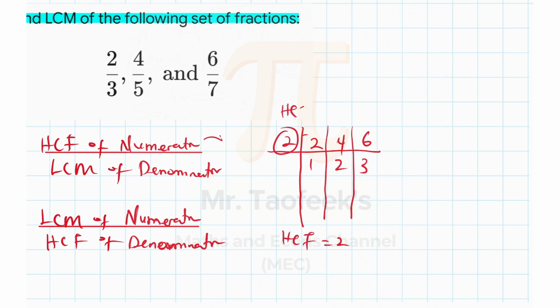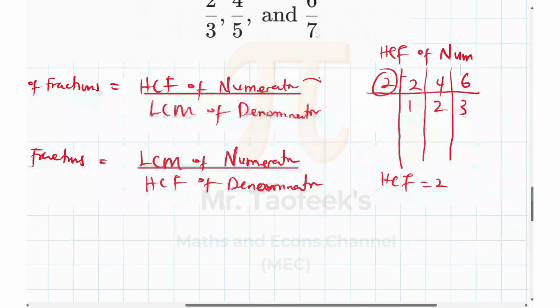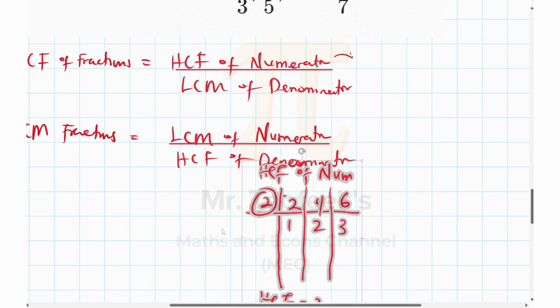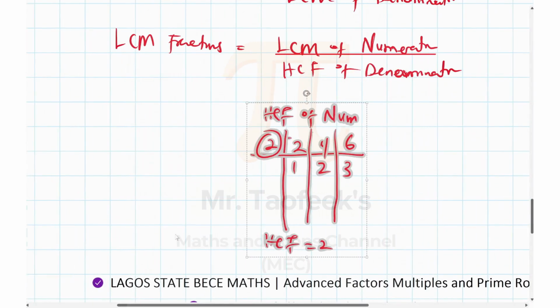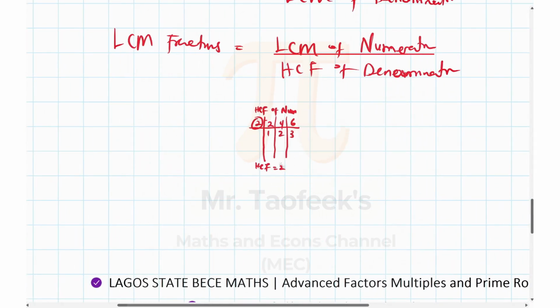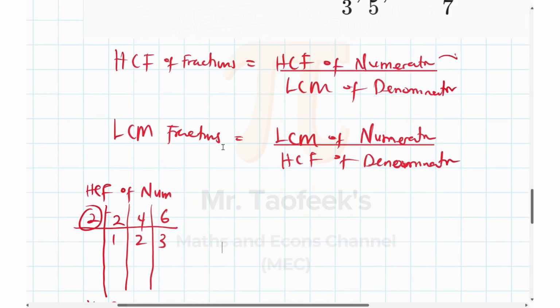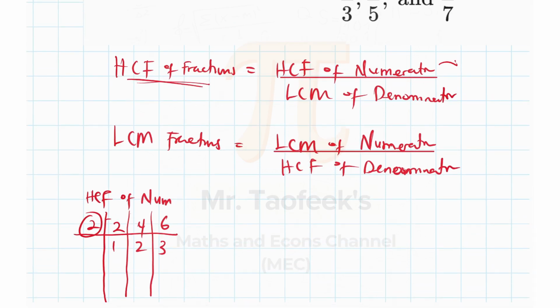Then this is the HCF of the numerator. I think I'll just bring this down here. Yes, I think it's better here. So the HCF of the numerator is 2. Then if you look at the formula for the HCF, this is what I'm trying to do now. I found the HCF of the numerator. Now let me find the LCM of the denominator.